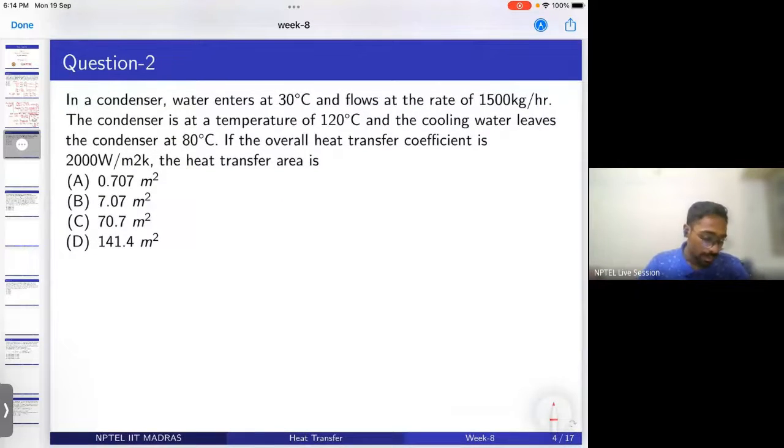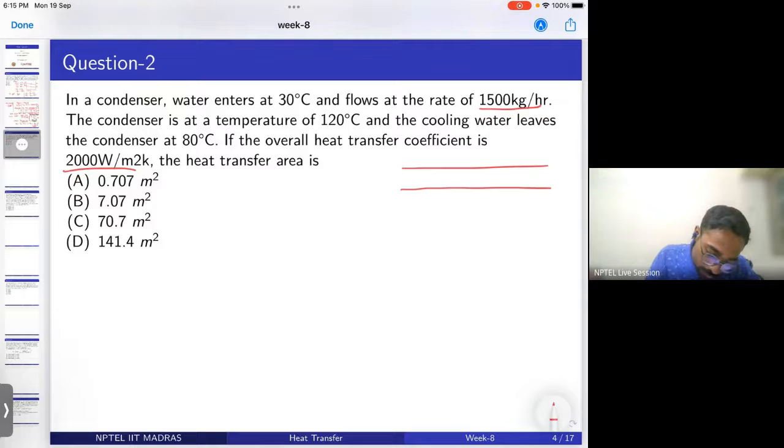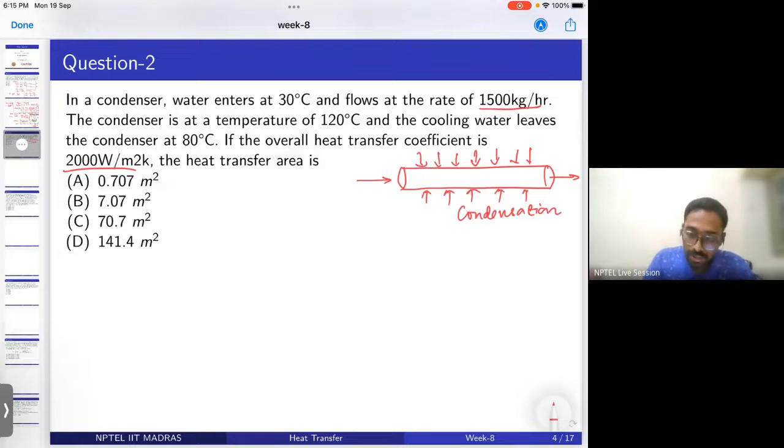In a condenser, water enters at 30 degrees Celsius and flows at a rate of 1500 kilogram per hour. The condenser is at a temperature of 120 degrees Celsius and the cooling water leaves the condenser at 80 degrees. If the overall heat transfer coefficient is 2000 watts per meter square Kelvin, we have to find the area of the condenser. So we have a tube. Water is flowing inside the tube, and outside the tube condensation happens, and the surface temperature is maintained at 120 degrees Celsius. So it's like a flow through a pipe with a constant surface wall temperature boundary condition.